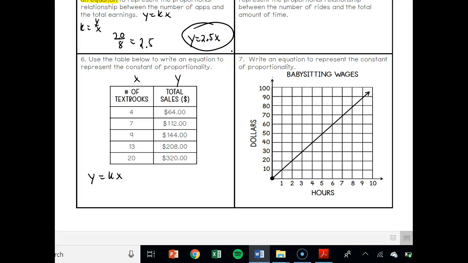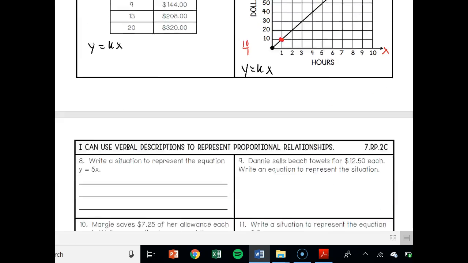Same thing with the graph. You can pick one point on this graph. It literally doesn't matter which point you pick. I would pick the easiest one. Here's your y, right? Here's your x. So if you picked 10 over 1, it should be pretty easy to find your k. Again, you just want something that's in y equals kx form, and you want to figure out your constant of proportionality and plug it in there.